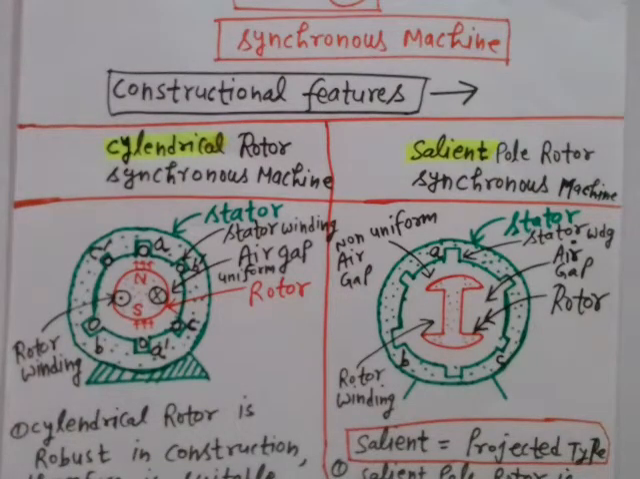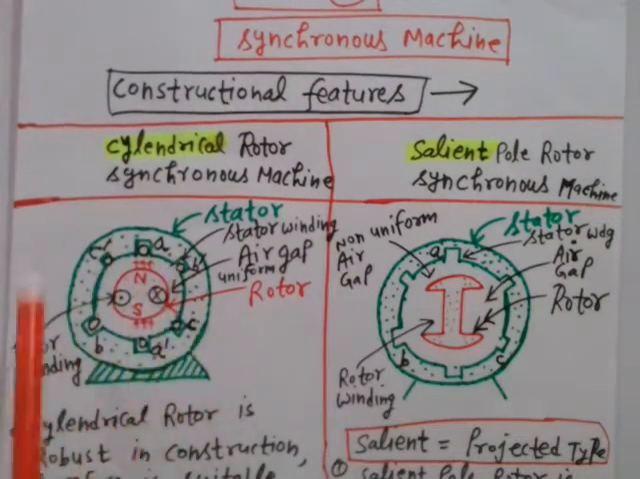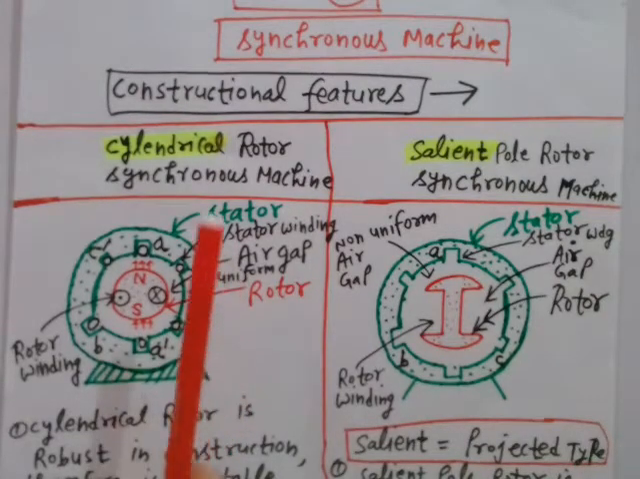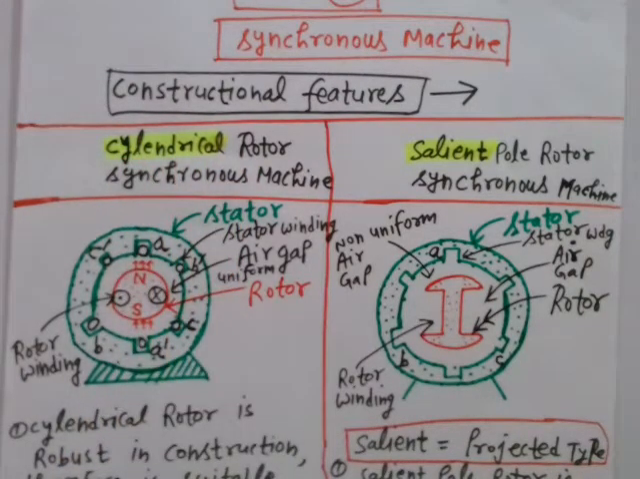So for this cylindrical rotor, this structure you can see in a turbo alternator. All the turbo alternators are high speed alternators. You can also use them in thermal power plants and nuclear power plants. So this kind of cylindrical rotor structure has a small diameter and large axial length.